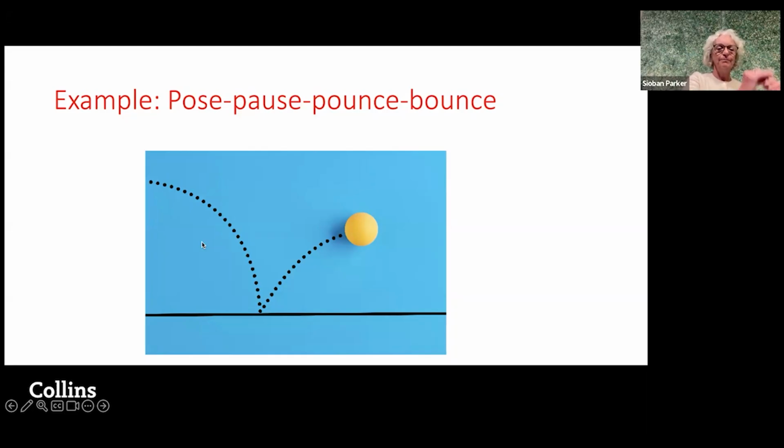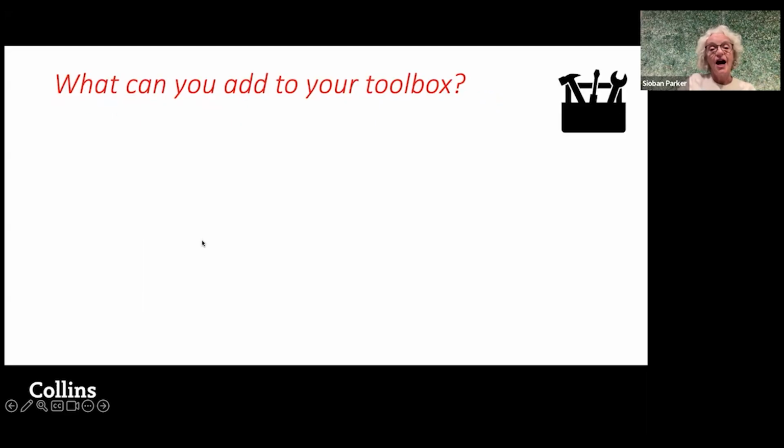And then we would be pouncing on the next person and bouncing along. So this is what I call pose, pause, pounce, bounce. So that is just one example we can use in our questioning. Okay, so if you're jotting down ideas, you can add that to your toolbox now.